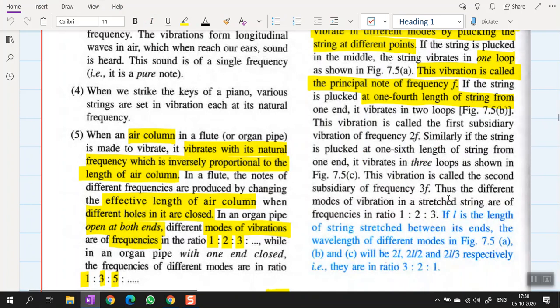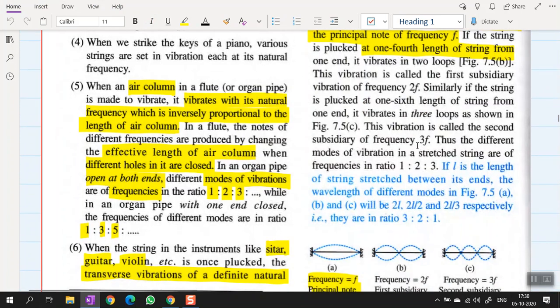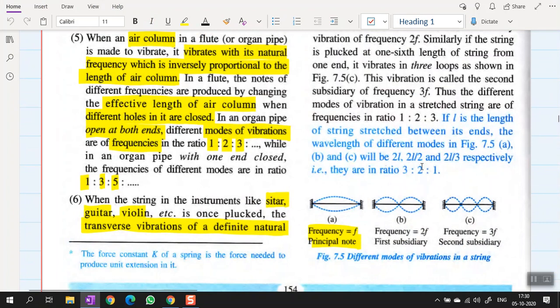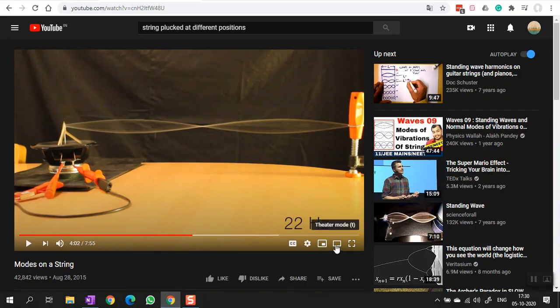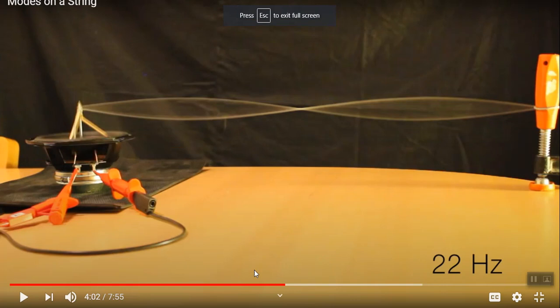would want to create the frequency of 3F, that is your second subsidiary frequency. 2F is the first subsidiary, right, which we just saw, 22 hertz. At which frequency would it create 3F, second subsidiary frequency? So your guess, if you are making it at 33 hertz, then it is absolutely correct.